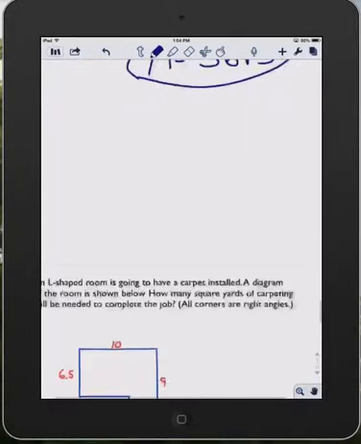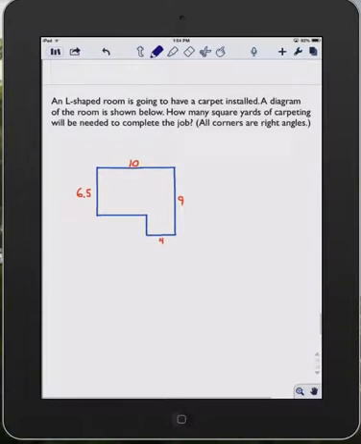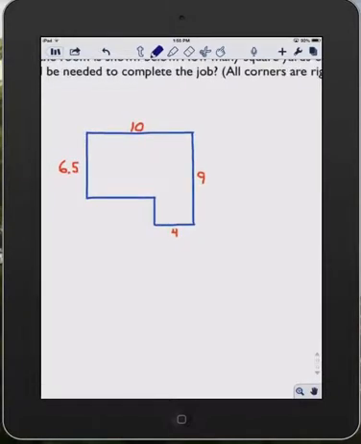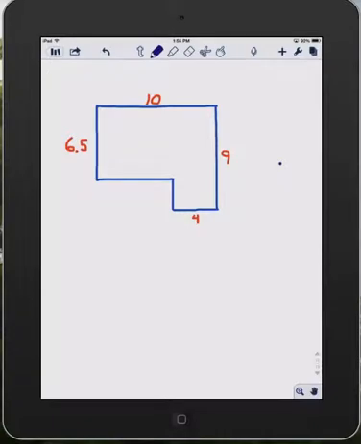Next problem. If you have an odd-shaped geometric figure, such as an L-shaped room, and it's going to have carpet installed, a diagram of the room is shown below. How many square yards of carpeting will be needed to complete the job? All corners are right angles. So we don't have just one simple rectangle here. We can divide it up a couple of different ways.